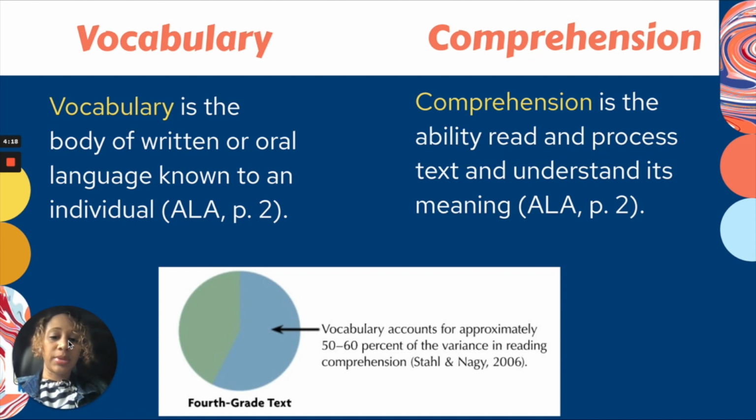According to Stahl and Nagy, vocabulary accounts for approximately 50 to 60% of the variance in reading comprehension. And if you are in LETRS, they also talk about how after students have the phonetic code, vocabulary is the single most important or influential thing that's going to impact student comprehension. So obviously it's a very important skill that we need to focus in on.